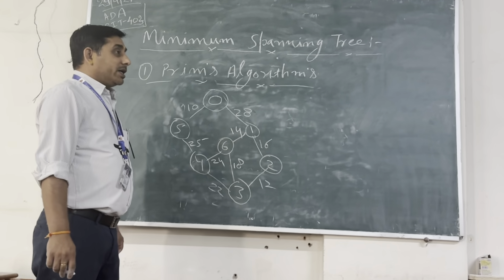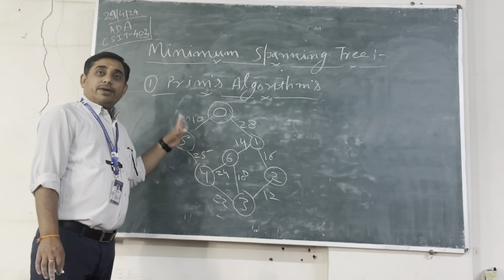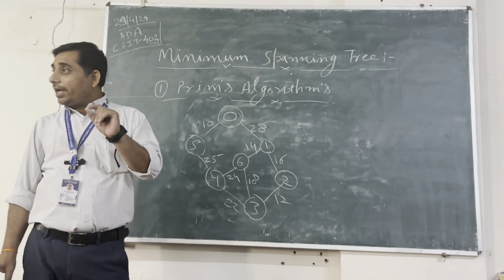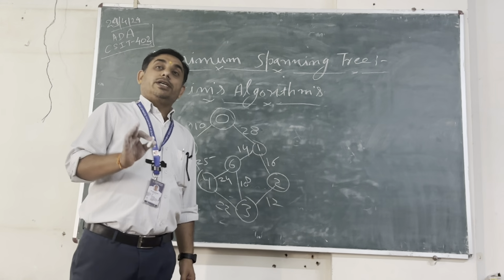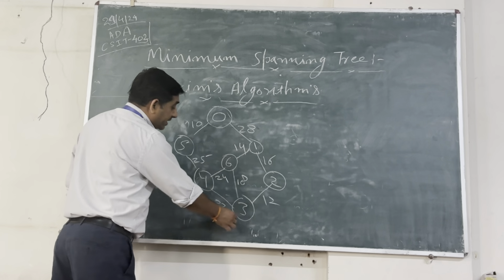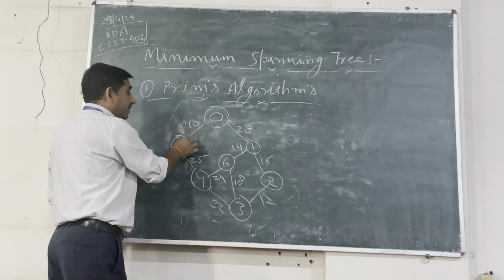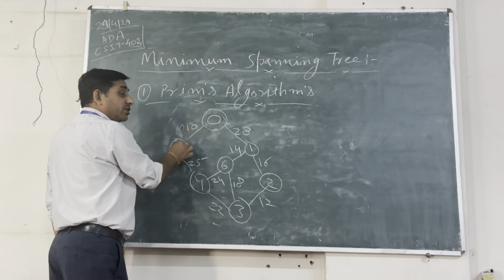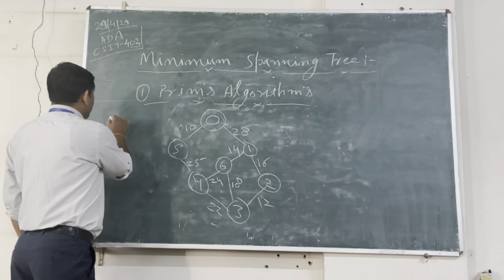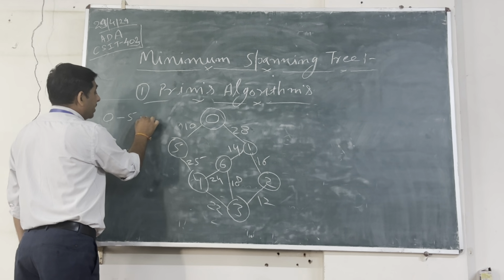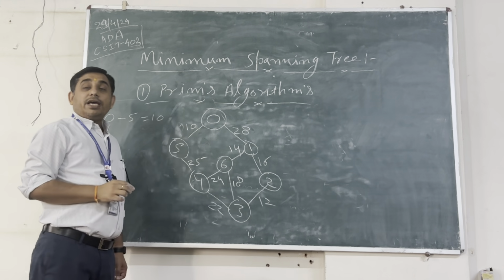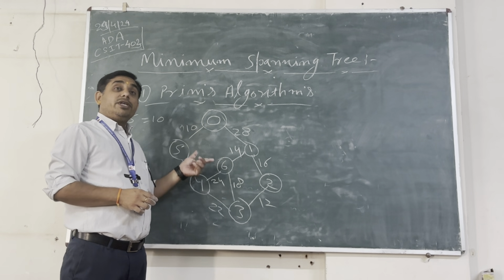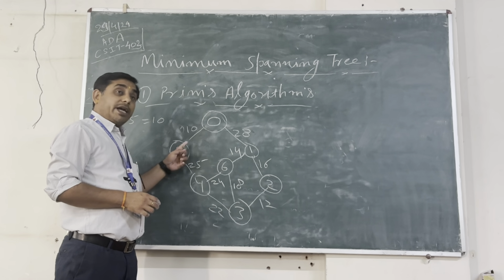Okay. So in this case, Prim's algorithm. First, we find the minimum edge between two vertices. Okay. So the minimum edge is 10, between 0 and 5. So 0 and 5, there is 10. After that, we can find the minimum edge with the connected graph.